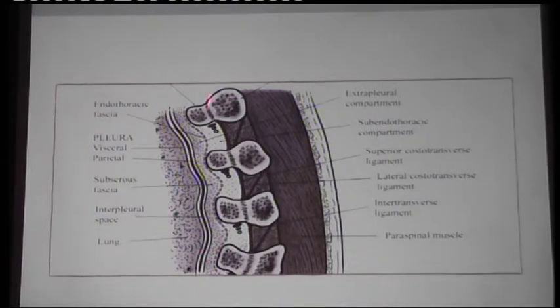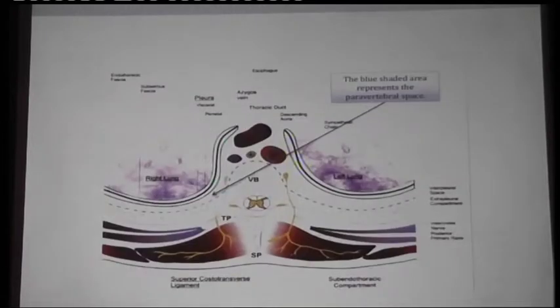Here you can see it is anteriorly formed by pleura. This is the superior costotransverse ligament, and this is the space. So what you have to do is inject the local anesthetic in this area, and you will get the thoracic paravertebral block. When you inject the local anesthetic, it will spread in this area. Here you can see the blue shaded area. This is the area of local anesthetic spread.